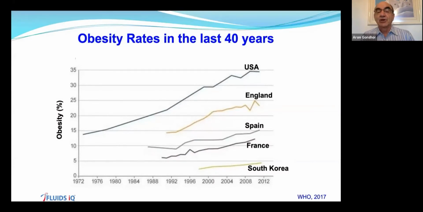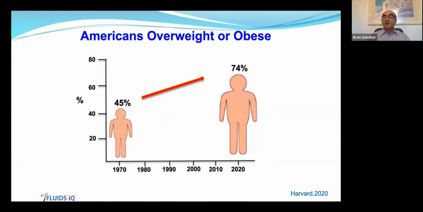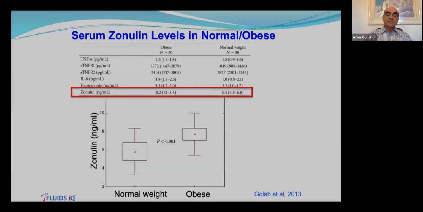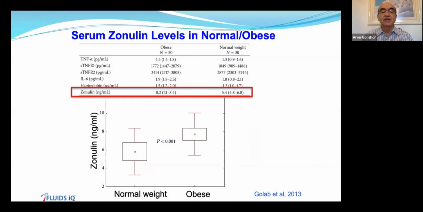I can't let this one go without obesity. You take a look at obesity in all of the industrialized nations, and it's just going up and up. In fact, 45% of Americans in 1970 were overweight or grossly or morbidly overweight, and that has now increased to 74%. And this is not a typo, it is up to 74%. And what do you see with zonulin? Zonulin is increased in all of these cases.